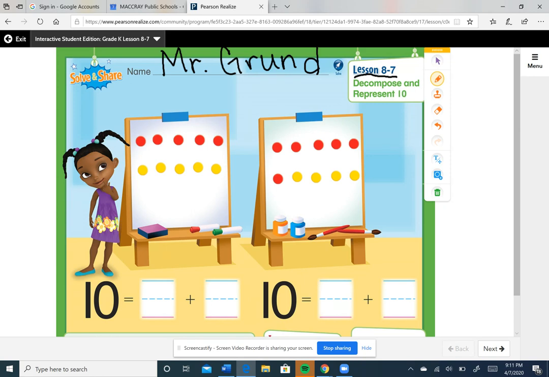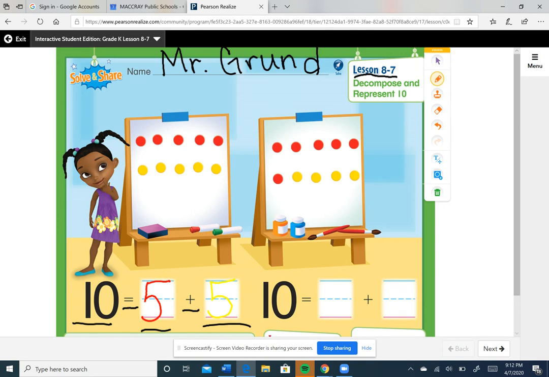So I already did it, and to save time, I already wrote my counters out. So the first time you drop it, I want you to put them in a line, and you are going to count how many red you have. You could have a different answer than I do, but I had 5 reds in my first one. So I'm going to write my 5. And then I had 5 yellows. So my equation reads 10 equals 5 plus 5.